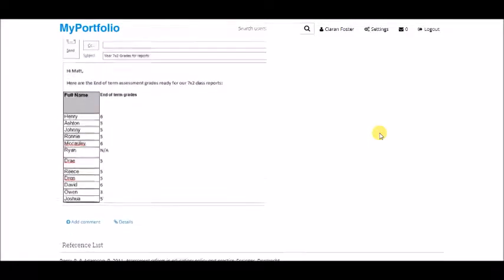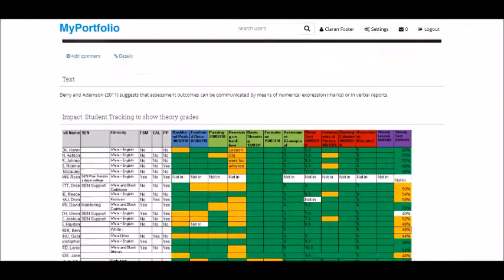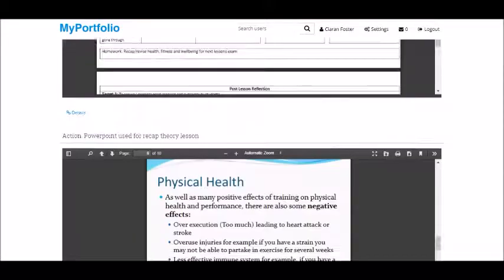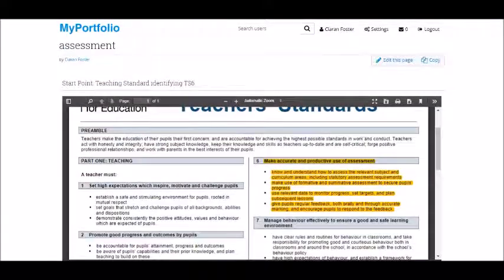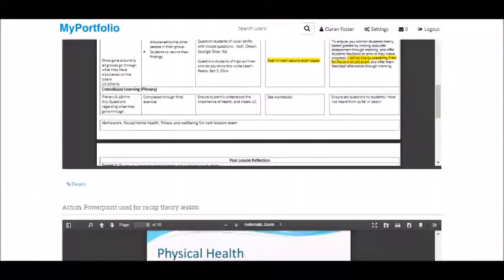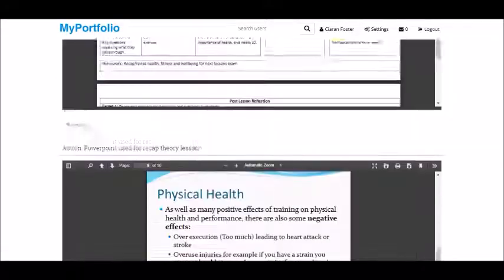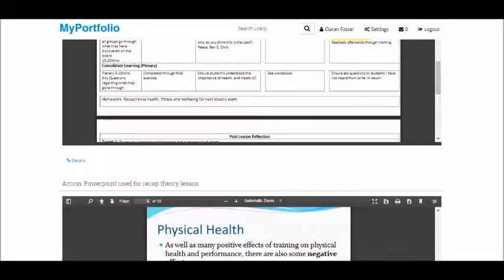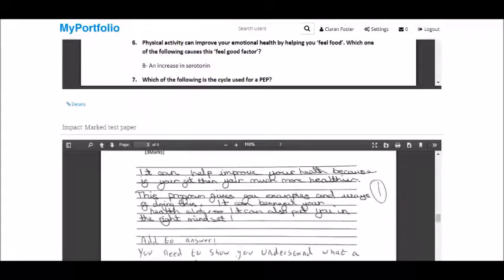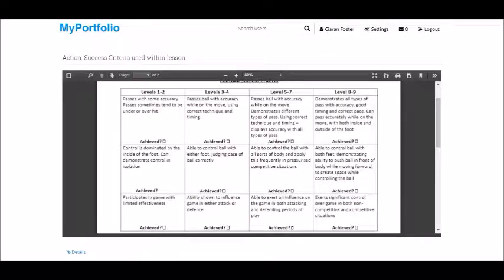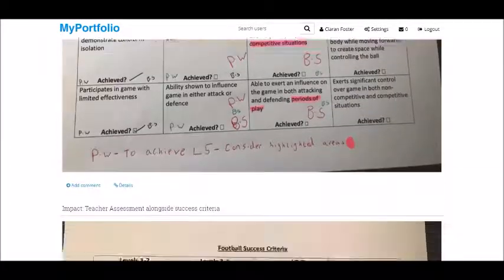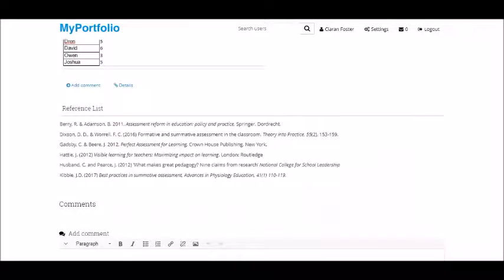So that's just a quick snapshot of how I've assessed throughout my time at Gateway Academy, because I've looked to use a variety of different assessment formats throughout every lesson, but it's just showing you a format of how I used both summative and formative all in one to combine to get their end of term grades.